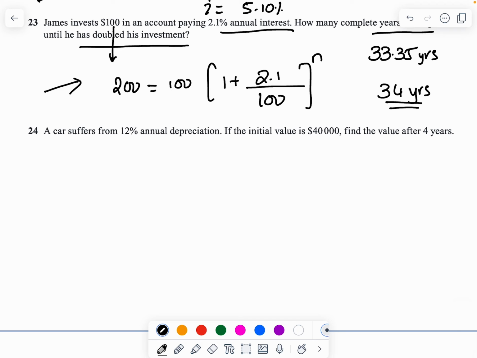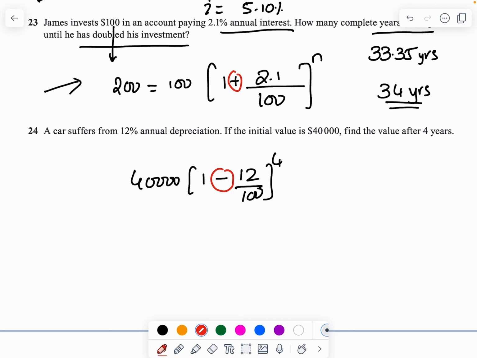Question number 24. A car suffers from 12% annual depreciation. The initial value is 40,000. Find the value after 4 years. So it is 40,000 times 1 minus 12 upon 100, whole to the power of 4. You can use the basic calculator over here itself, because depreciation. If it is depreciation, 1 minus. If it is interest, 1 plus. So it is depreciation, 1 minus 12 upon 100, whole to the power of 4.